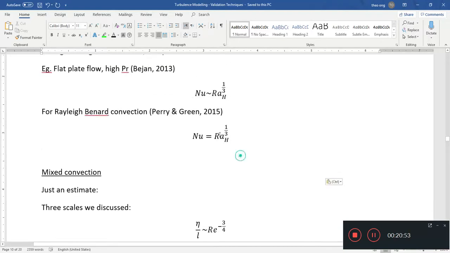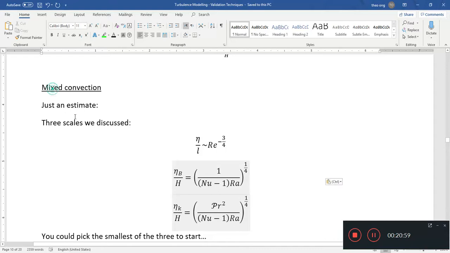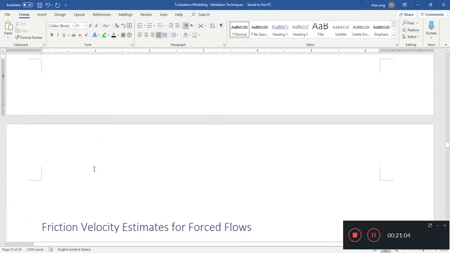So we covered the smaller scales in the free shear natural convection zone, and we can talk about mixed convection in the next video, along with some other examples.